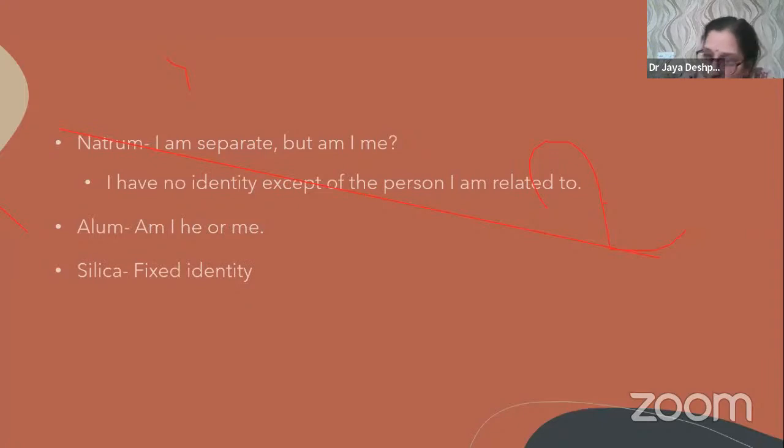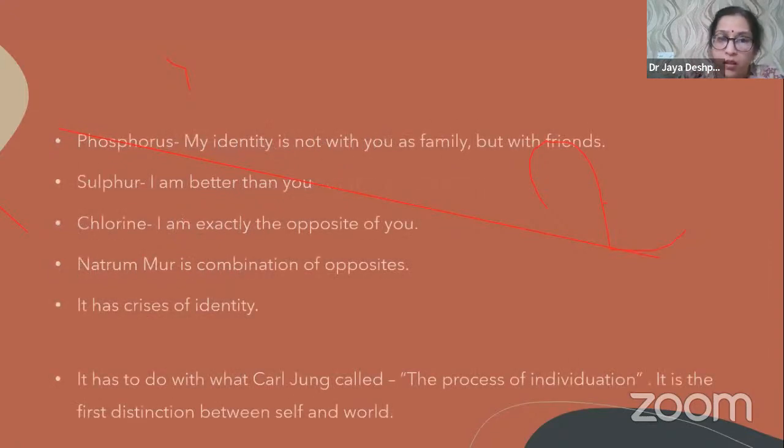Whereas the next element after natrum, alumina, is a bit of confusion. Who am I? What am I? Am I him or am I myself? Coming to the next, silica is more about fixed identity. We all know silica, like glass. It is a very fixed identity: this is how people should see me. So I'm going in the same third row, the natrum line, remedy by remedy. We had natrum, alumina, then silica. Then we come to phosphorus, where my identity is not with you as a family, but more with friends. That is why we know phosphorus and the huge desire to be with friends and have so many friends. Sulfur again is about the ego. The identity part is now taken care of.